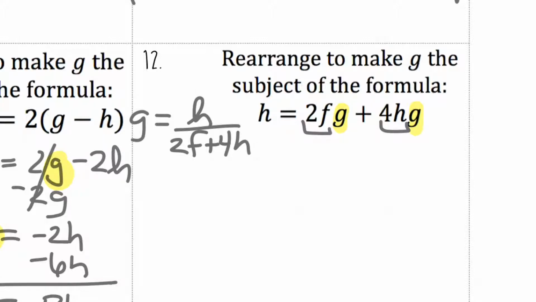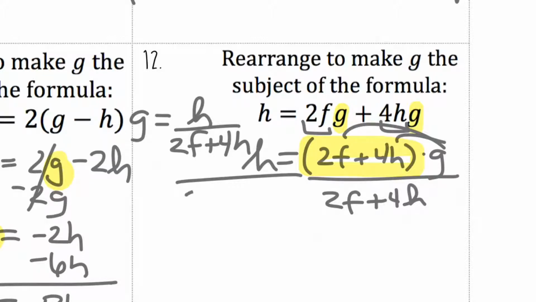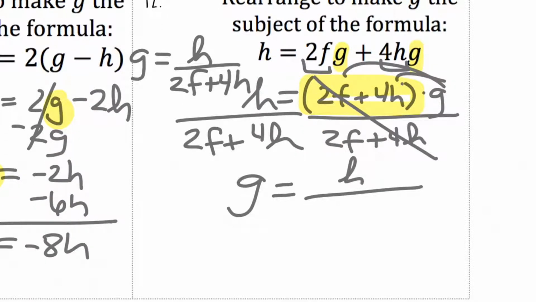So if I use reverse distributive property, I know this is 2F plus 4H times G, right? Because if I distributed it back in, I'd get the same thing I started with. So when I do that, I can see like, oh, G is being multiplied by this whole thing. So if I want to get rid of this whole thing, I need to divide by this whole thing. So I do my division by the whole thing that's there, 2F plus 4H, and I do it to the other side. And this whole parentheses cancels, okay? And we're left with G equals H being divided by this whole thing, 2F plus 4H.